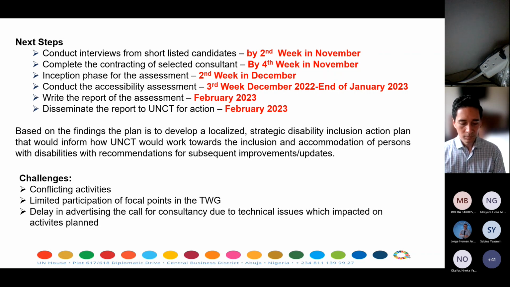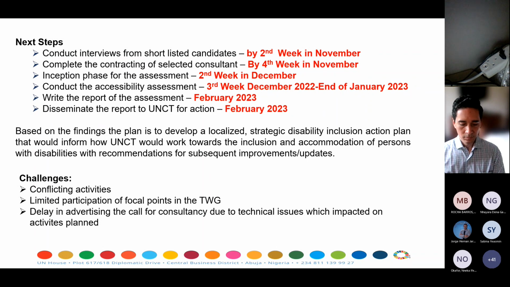One is that we have conflicting activities. Many of the focal persons that were nominated to be on the technical working group have not been very active because they have other conflicting activities. So basically, these activities are being implemented by just a few of the focal persons in the various UN entities.